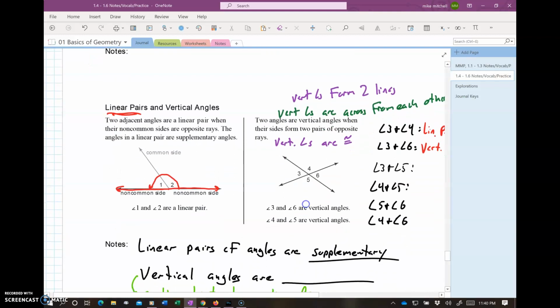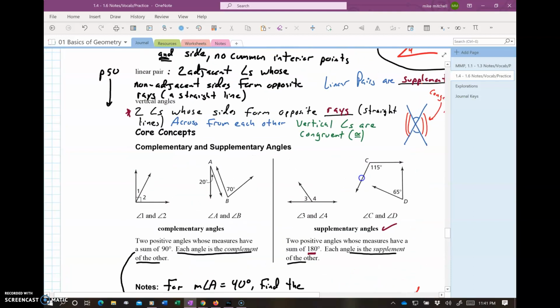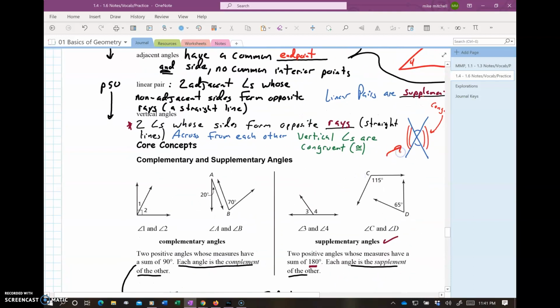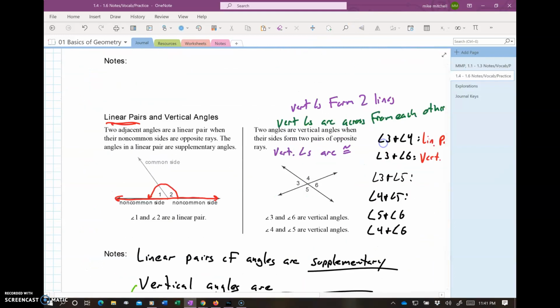Vertical angles are across from each other. 3 and 6 are vertical angles, and I had this in the diagram up here too. Way up here, I kind of showed this but ignored it. 3 and 6 are vertical angles. That's those two angles right there.